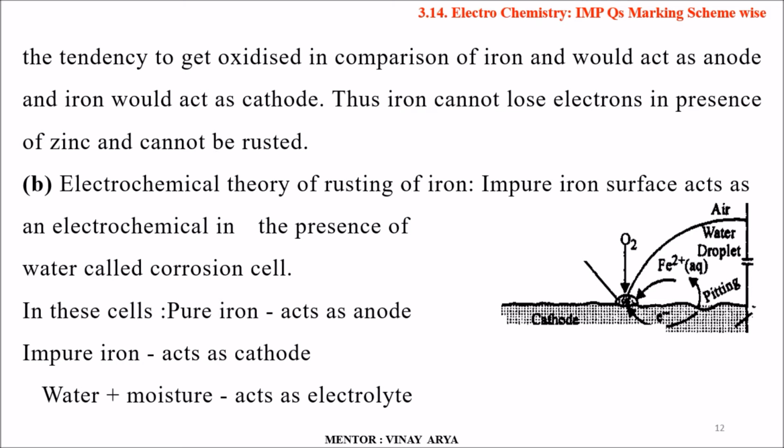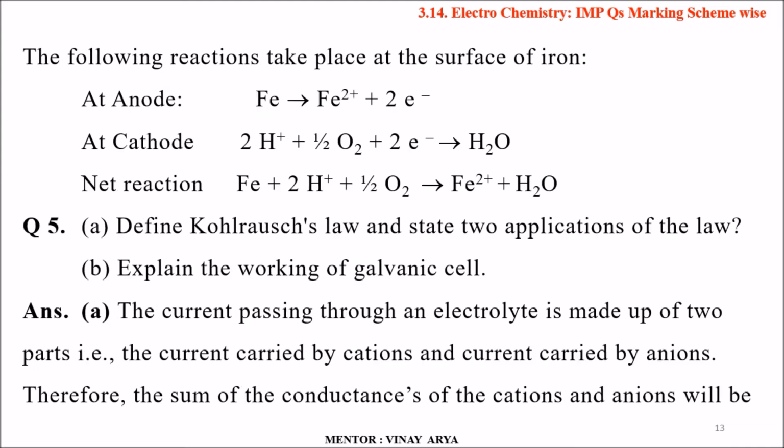Electrochemical theory of rusting of iron: if we take impure iron surface, it acts as an electrochemical cell in the presence of water and is called the corrosion cell. Rather, I repeat, the impure iron surface acts as the electrochemical cell in the presence of water and is called the corrosion cell. In this cell, pure iron acts as anode, impure iron acts as cathode, while the water or moisture together acts as electrolyte.